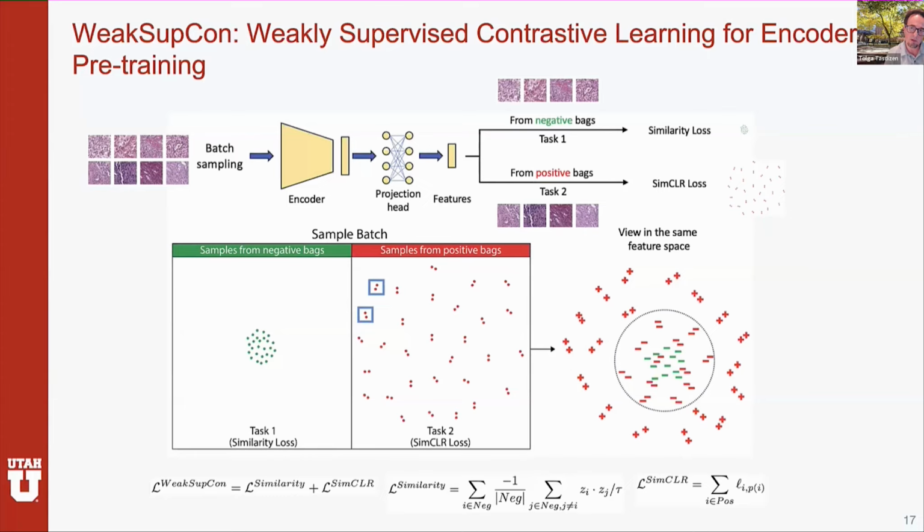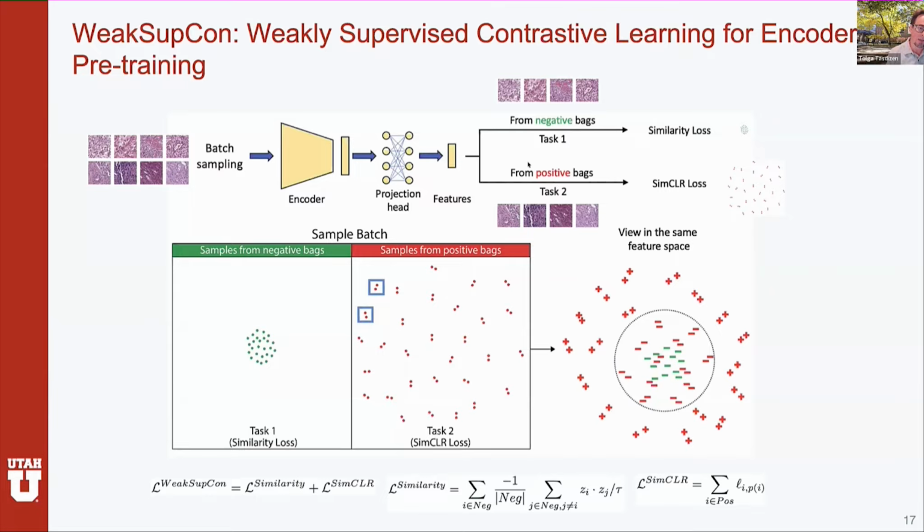We have the patches from the negative bags, which we know must all be negative. So here we're going to apply supervised contrastive learning. The similarity loss here means an implementation of supervised contrastive learning for the negative cases. And if a patch is coming from a positive bag, then we don't know if it's negative or positive. Here, we're going to use self-supervised contrastive learning, right?